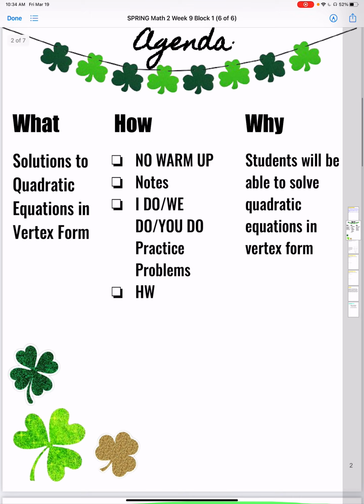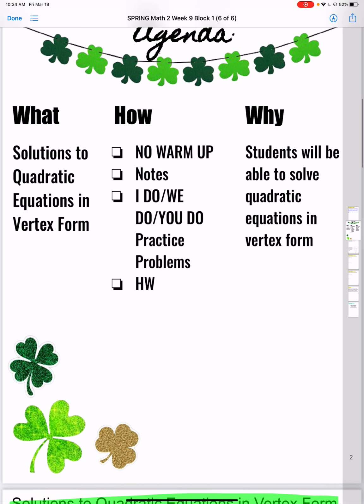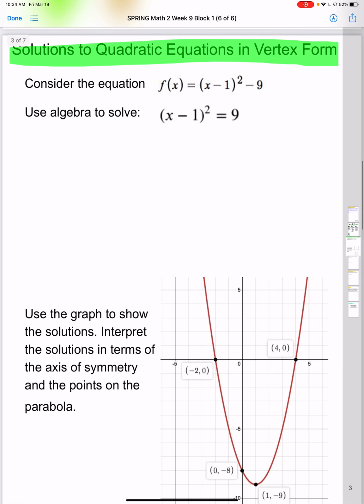All right, so for today, we're going to be working on solutions to quadratic equations in vertex form. By the end of the period, you will be able to solve a quadratic equation written in vertex form. All right, so here's the first page.